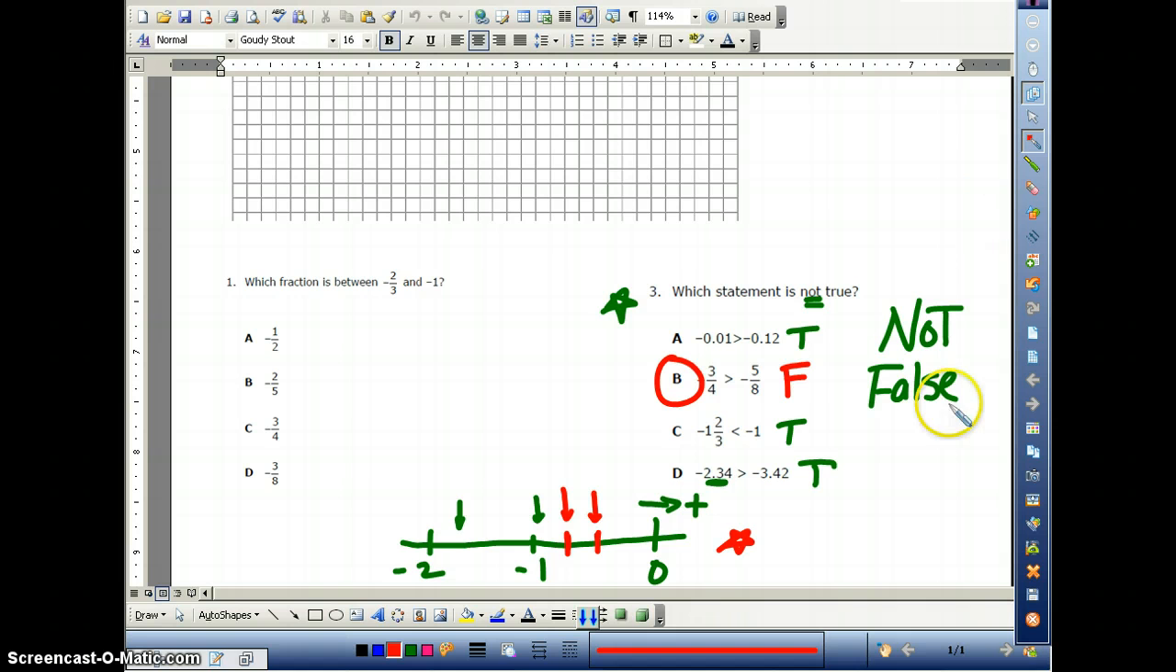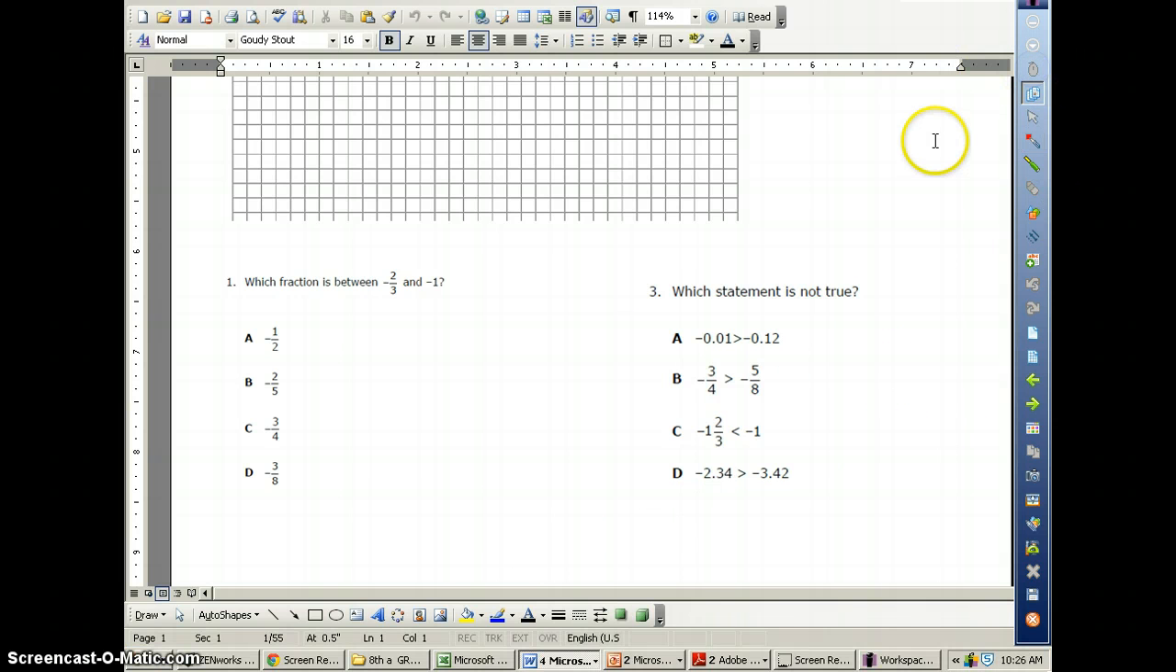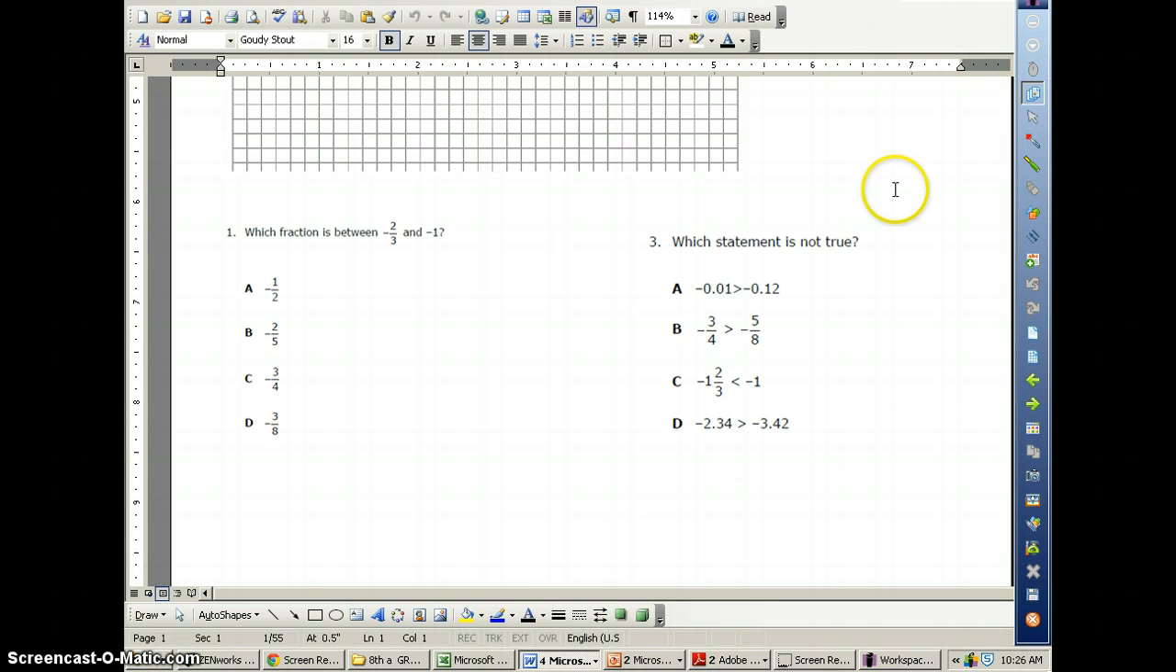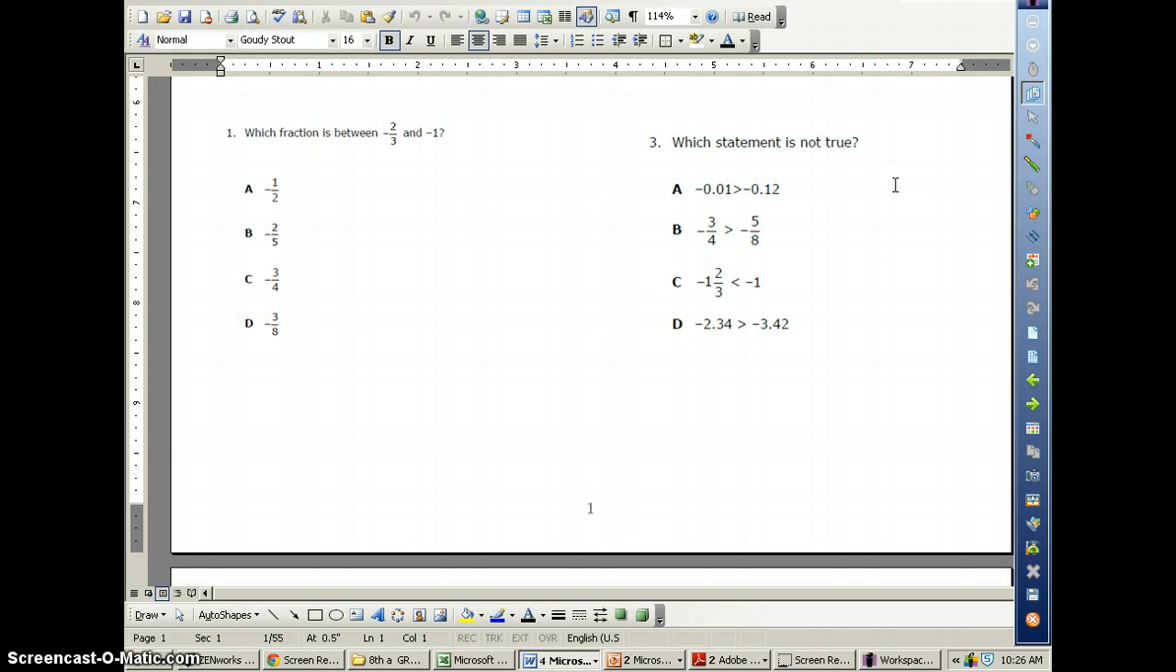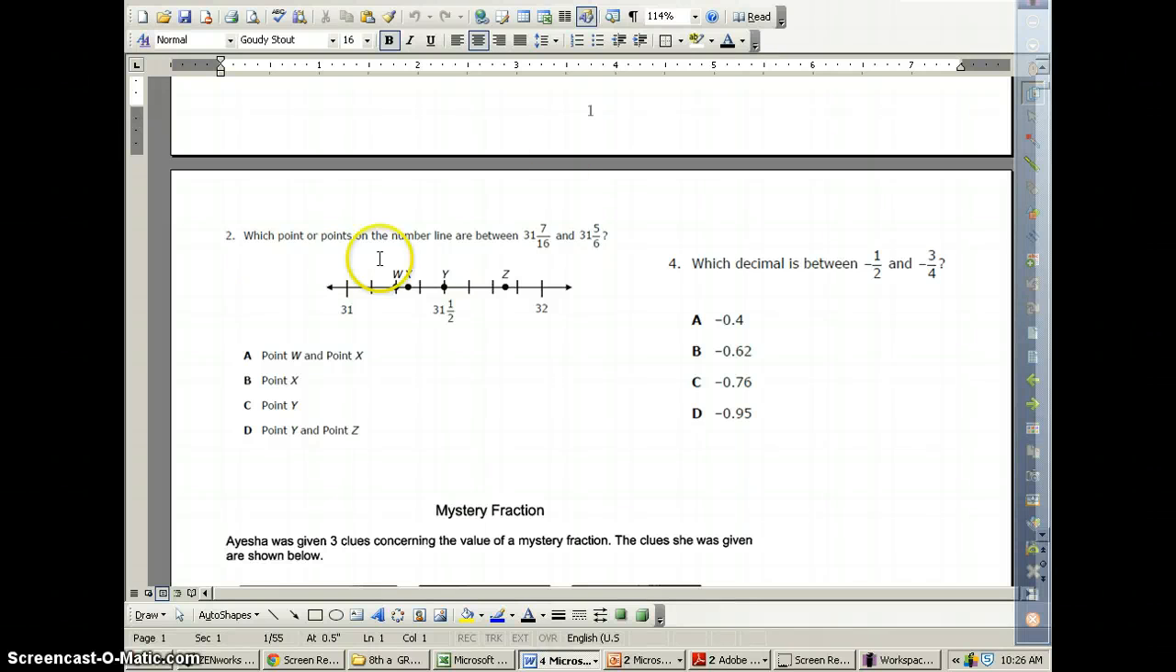All right, next question. Let's see, I wanted you guys to go to page 2, and I want you to do number 2 at the top. This one right here. Which point or points on the number line is between 31 and 7/16 and 31 and 5/6? The 31s are both the same. So what you're comparing is the 7/16 and the 5/6 on this number line.